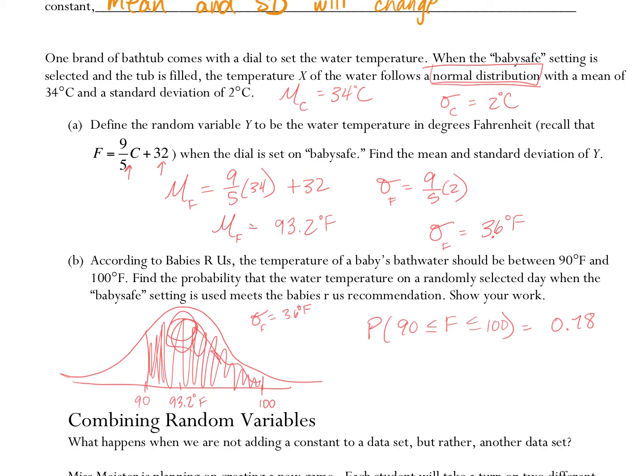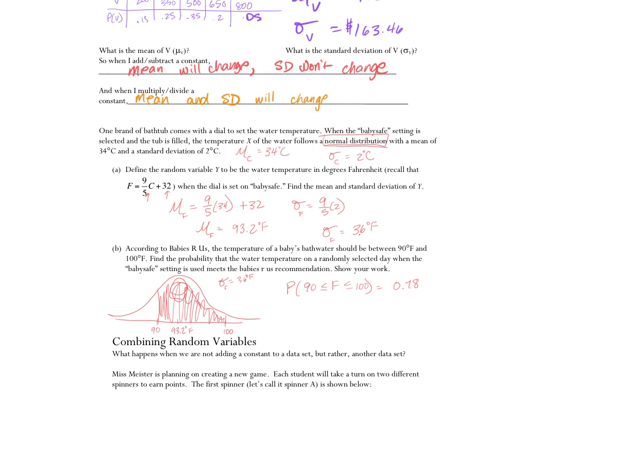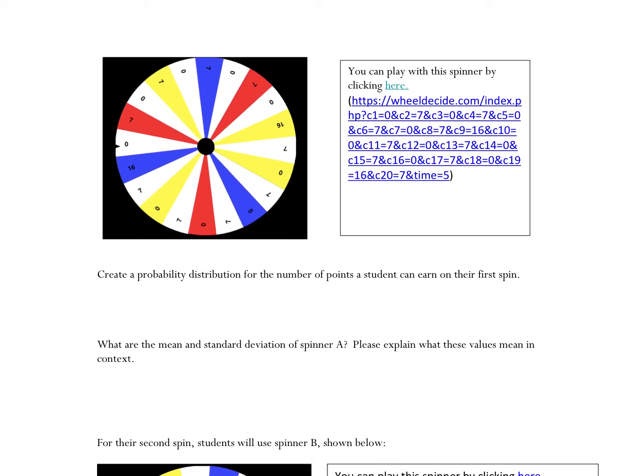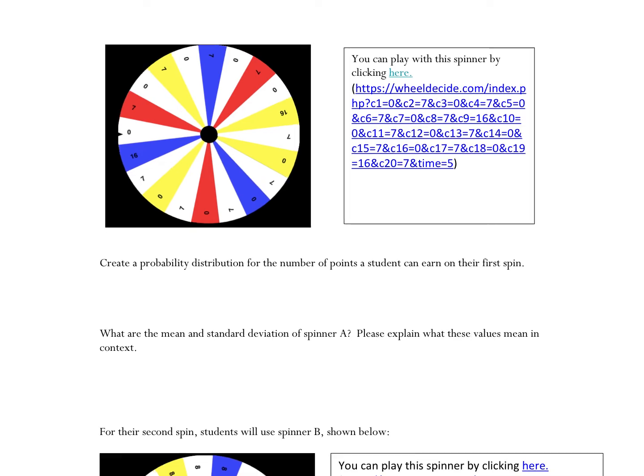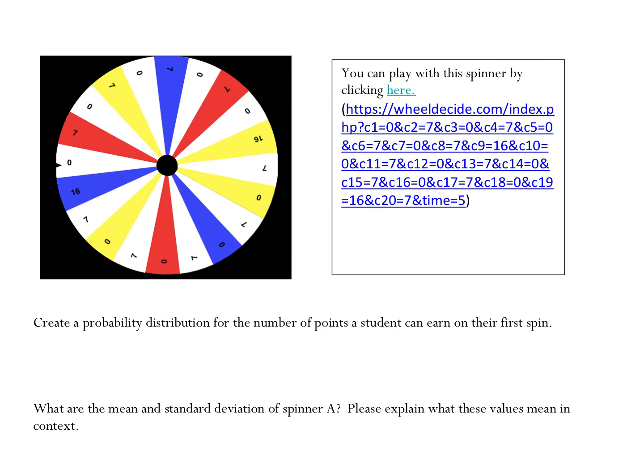Okay, we feeling okay? All right, now from here, the goal is to lay some groundwork for tomorrow so that we might start to notice some things. So we're going to introduce Miss Meister doing a new game where she makes some spinners. In fact, I used a website to create this spinner just for you guys. There are 20 spaces on this spinner. We're calling this spinner Spinner A.